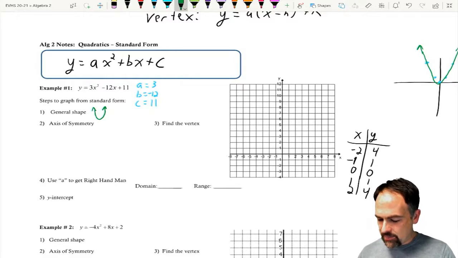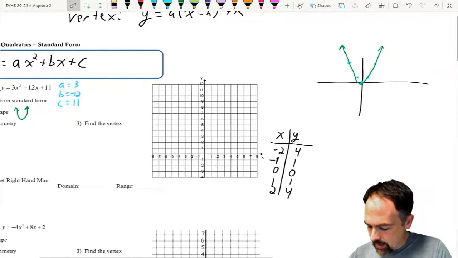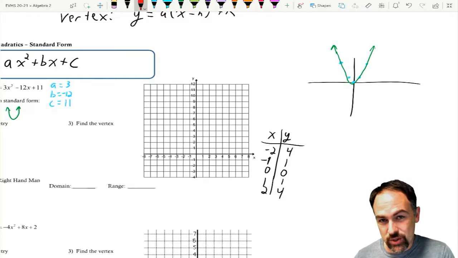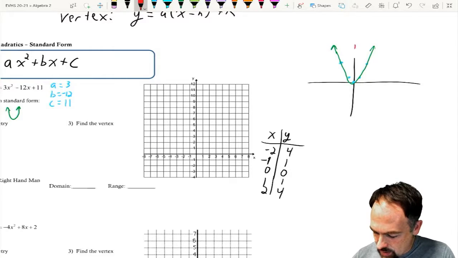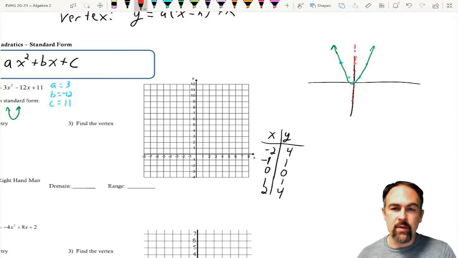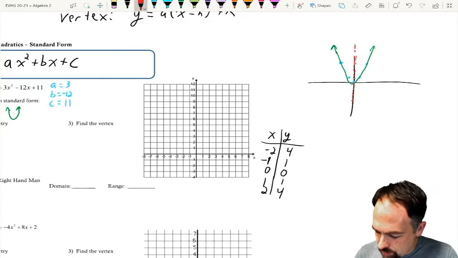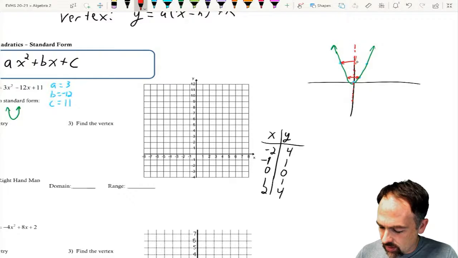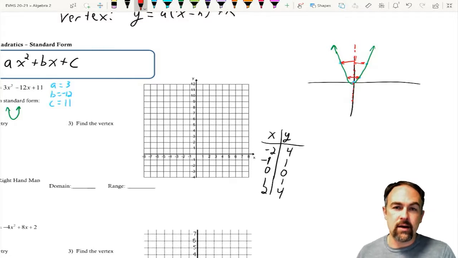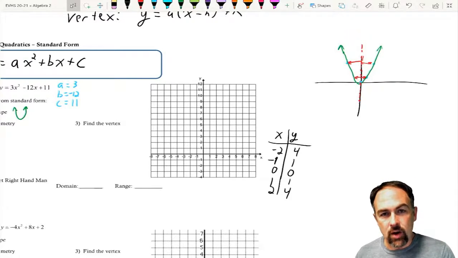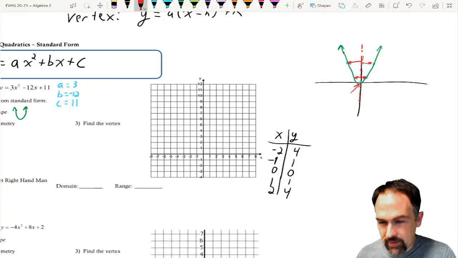Now, the axis of symmetry: if I look at my parent function, you can see that all these points are symmetric about the y-axis. So I've got this line, which I'm going to draw in red, that goes straight down the middle, and everything is reflected over it. If I went 1 unit to the right, I'd go 1 unit to the left. If I went 2 units to the left, I'd go 2 units to the right. The entire thing is completely symmetric. So that axis of symmetry always goes through the vertex.